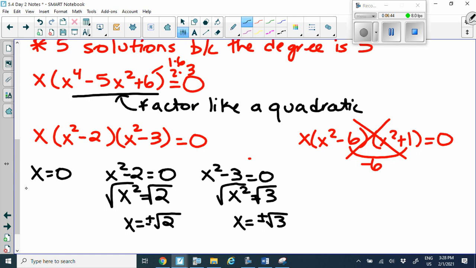Now let's count to see that we have 5 solutions. Well, x equals 0, that is a solution, so that's 1. And then remember the plus minus always represents 2. So we have positive square root of 2, negative square root of 2, so that's 1, 2, 3. And then same thing here, 4, 5 for that positive negative. So we do get 5 solutions, and we did do this correctly.